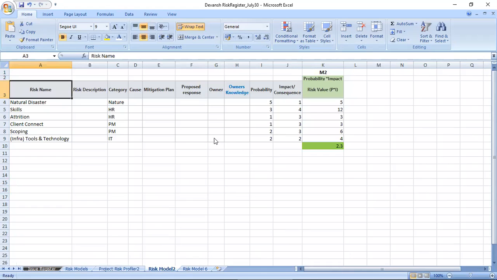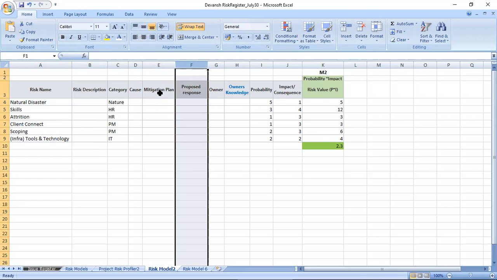Model 2 is, instead of jumping to another model, this is a risk register. I write down all the names, I give a description of the risk, categorize it, write down the cause, what will cause this disaster. What is the mitigation plan? My mitigation plan is to shift part of the project to another location. Proposed response is actually nothing but the mitigation plan itself.